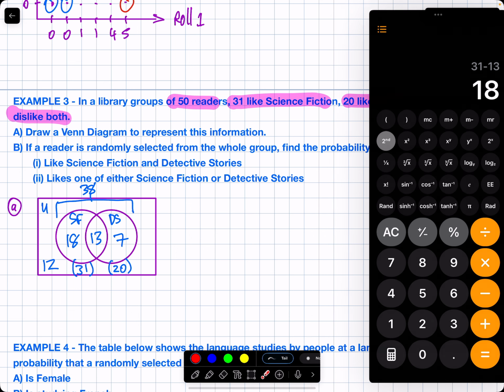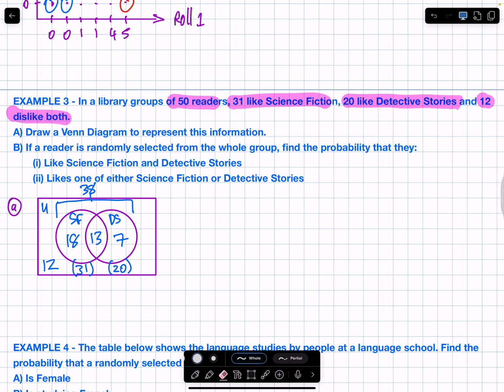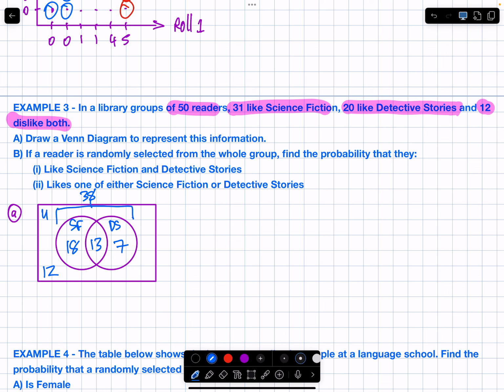Okay, so using maths, using some logic there. And yeah, it feels weird to do it wrong on purpose at the start, but I didn't have that information, okay? So draw a Venn diagram to represent B1. If a reader is randomly selected from the whole group, what's the probability that they like science fiction and detective stories? So probability like both. How many people like both? 13 out of, we're choosing from the whole, 50.